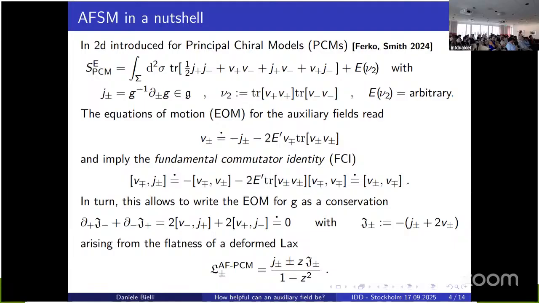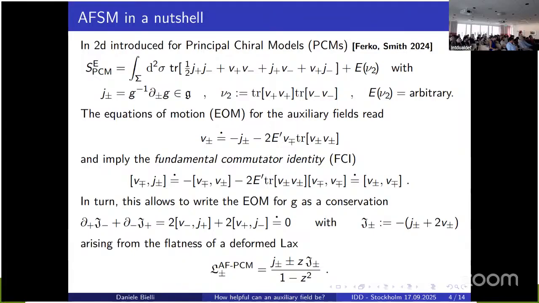And there are, on the right-hand side, some commutator terms, which make this equation not a conservation law. But if you go on shell for the auxiliary fields, you use this relation, the fundamental commutator identity, and this turns out to be a conservation equation, which can be encoded in the flatness of a deformed Lax, which is the one written here.